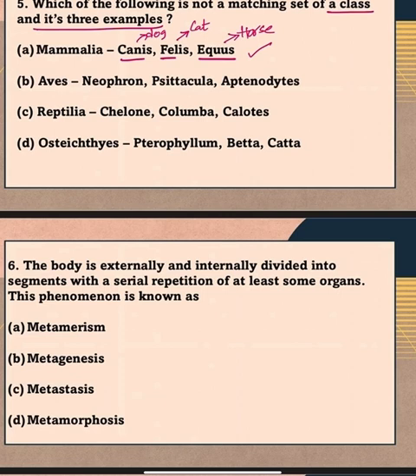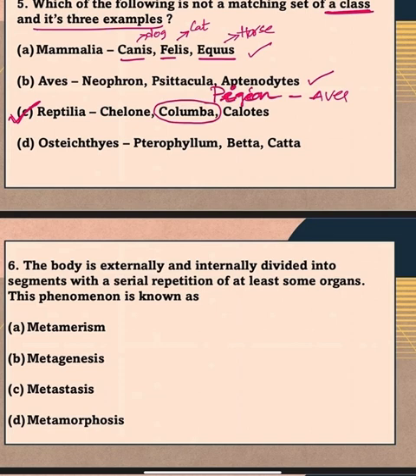Aves, the second option: Neophron is the vulture, Psittacula is the parrot, and Aptenodytes is the penguin. All these 3 belong to Aves. Correct option. Next Reptilia: Chelone, Columba. Columba is the pigeon. If you consider the pigeon, it belongs to Aves. So this is the answer, which does not have the class and examples together.